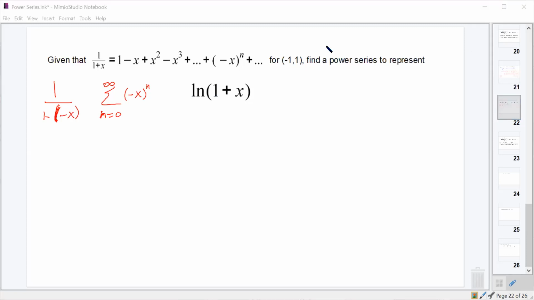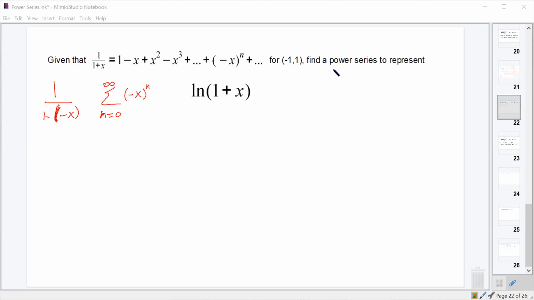Yes, exactly, Aiden. That's what we're going to do. We're going to try to integrate this. And we're going to do a term-by-term integration of each term. And so if we were to do that, we know that the integral of 1 over 1 plus x should be natural log of 1 plus x, right? That's just our standard integral.